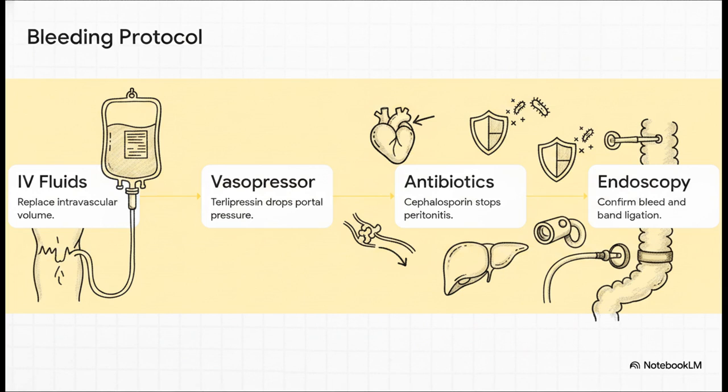Step 3. Administer prophylactic antibiotics, specifically an IV cephalosporin. This significantly cuts down the incidence of spontaneous bacterial peritonitis and actually improves overall survival in cirrhotic patients with GI bleeds. And finally, Step 4, rapidly bridge the patient to emergency endoscopy to confirm the variceal bleed and perform a mechanical variceal band ligation to stop it in its tracks.